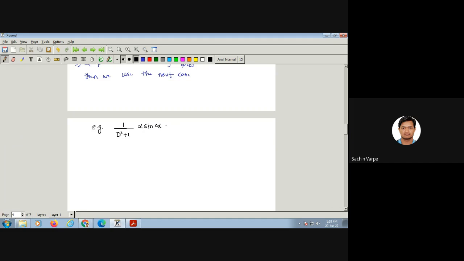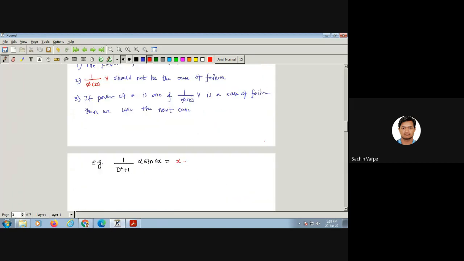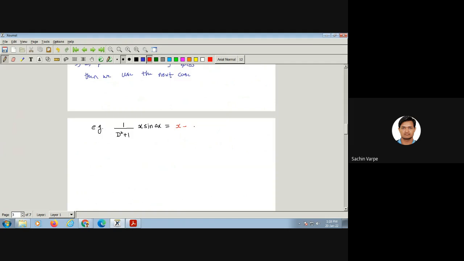You can see when I operate the formula, what the formula says, x minus phi dash. You can see the formula first. See the formula, x minus phi dash upon phi into 1 upon phi operated on v. So x minus phi dash. What is phi dash here? 2D upon phi, that is D square plus 1, and that is operated on 1 upon phi of D, that is D square plus 1 sine x.